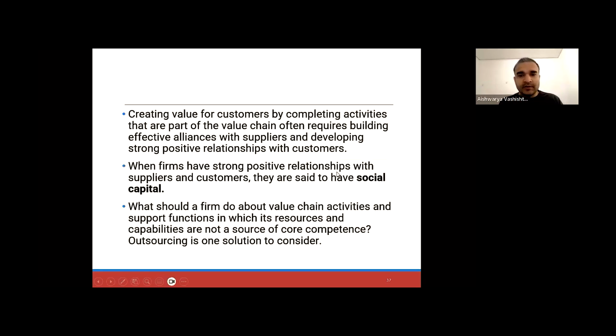When firms have strong positive relationships with suppliers and customers, they are said to have social capital. That is, you have good relations with everyone. And in China, there's a term for it called guanxi. Have you heard this term? Guanxi, ever before? When you have good relations with the society around you, that includes government as well. You need to have some relationship. So business works on guanxi there.